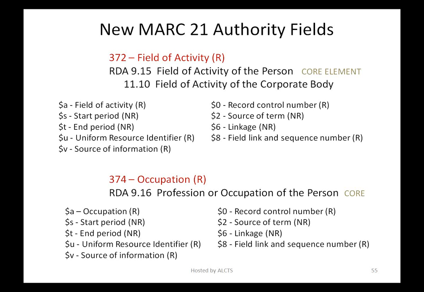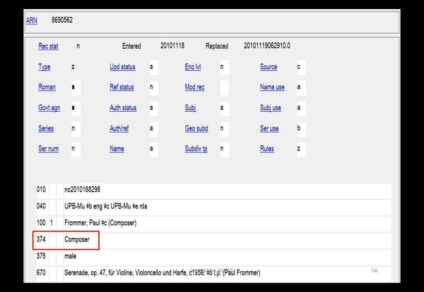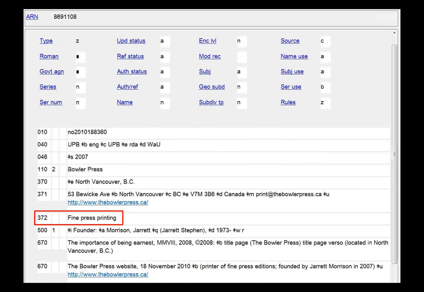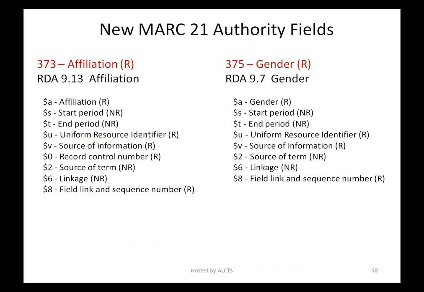We have new MARC fields for field of activity and occupation. And these are core elements when needed to distinguish people from other people with the same name if you don't have dates or fuller forms of name. And we saw this example already with Mr. Fromer. Here's an example where we've got a field of activity of a corporate body that has been optionally recorded.